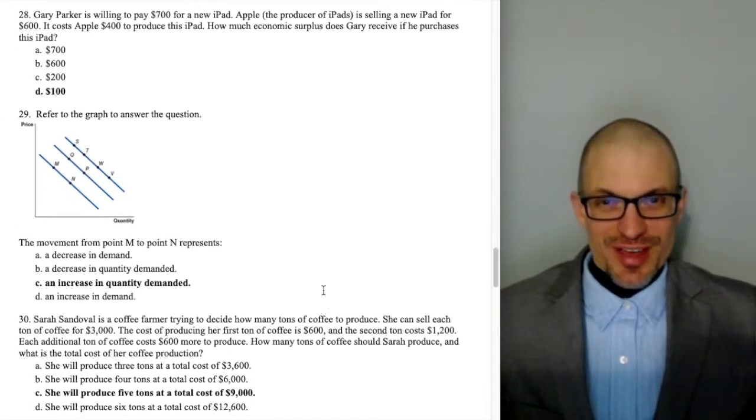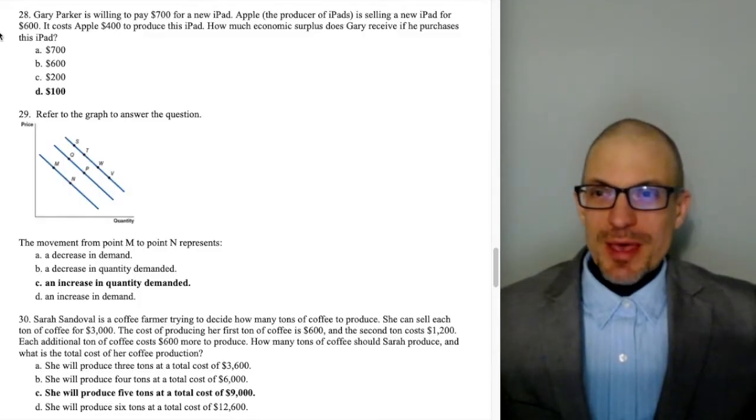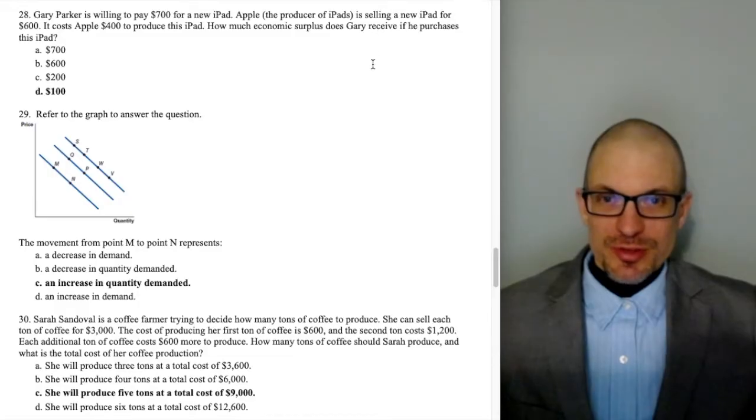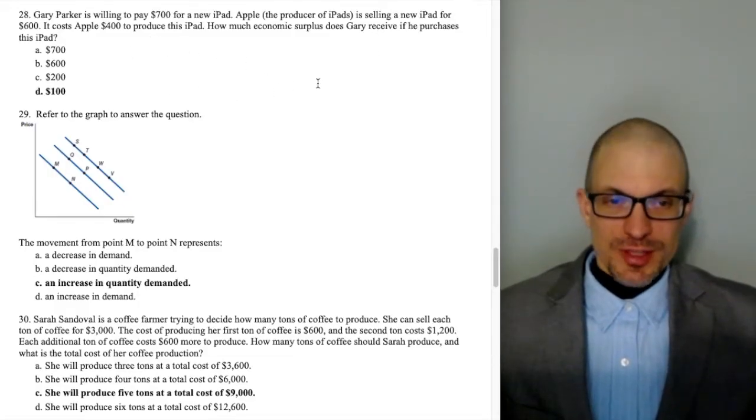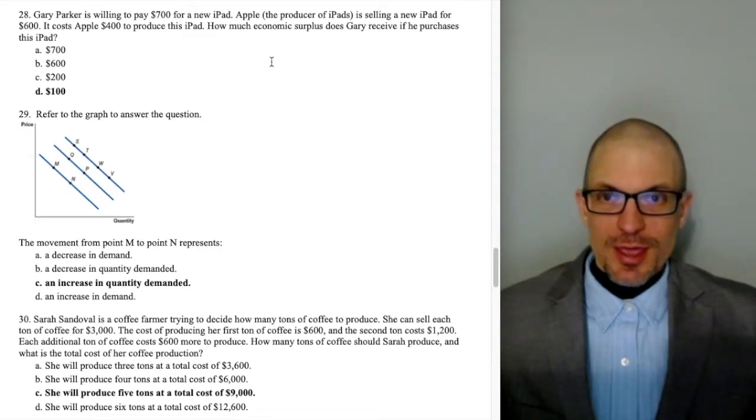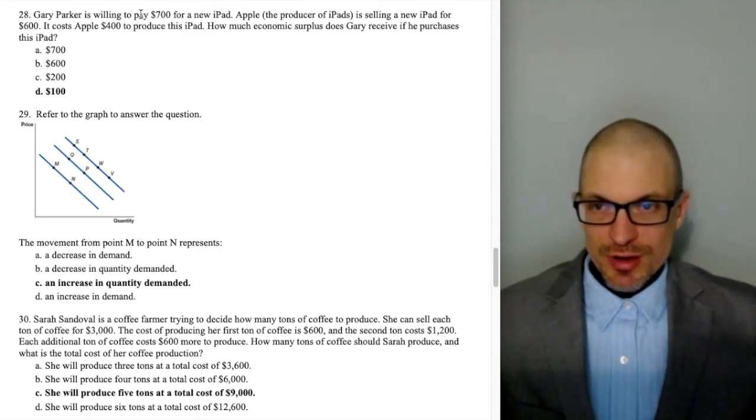Apple, the producer of iPads, is selling a new iPad for $600. It costs Apple $400 to produce this iPad. How much economic surplus does Gary receive purchasing the iPad? So the economic surplus to Gary is the difference between willingness to pay and the actual price. So that's the $700 minus the $600, that's $100.